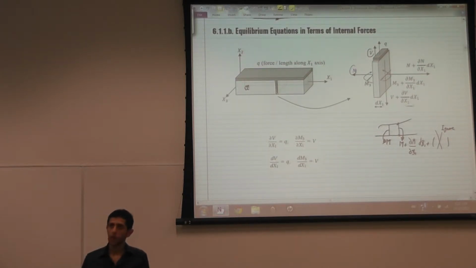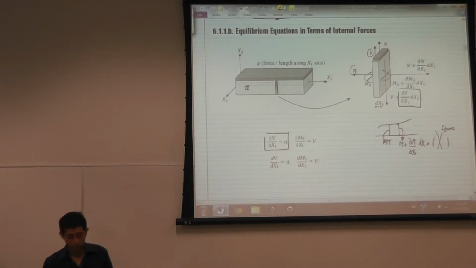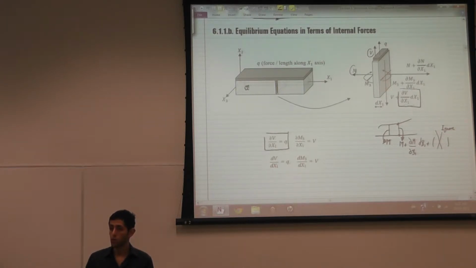Looking at this sliver, exactly what we did for the cube, we took the sum of forces equals 0, and the sum of moments equals 0. The sum of forces equals 0, you get partial V by partial x1 is equal to Q, because basically V will cancel V, then you're going to have partial V by partial x1 acting downwards, Q multiplied by dx1 acting upwards, so dx1 will cancel dx1, and you're going to end up with the rate of change of the shear being due to the loading applied to the beam. If there's no loading applied to the beam, then the shear will be constant.